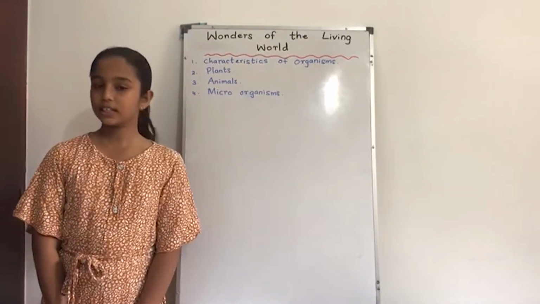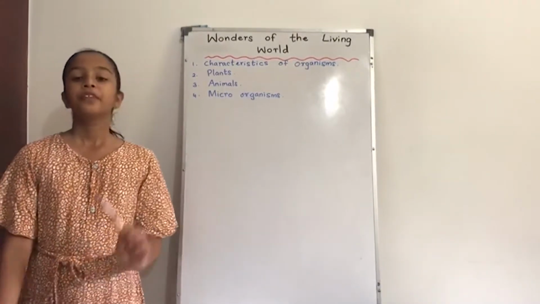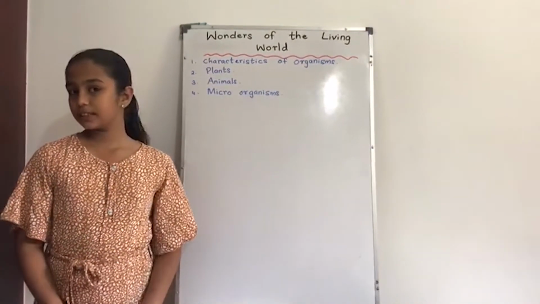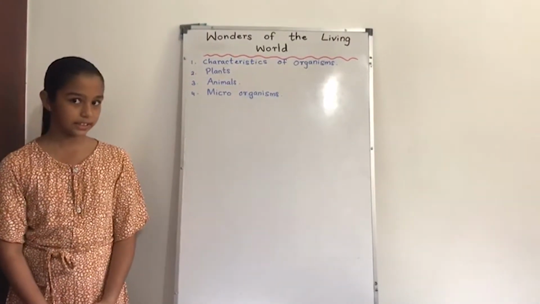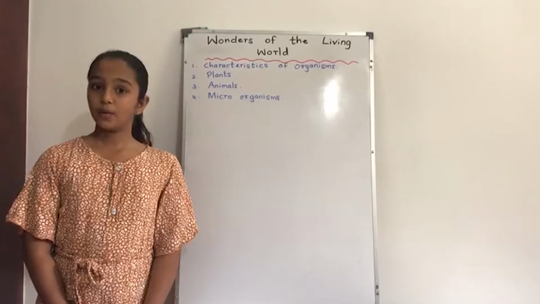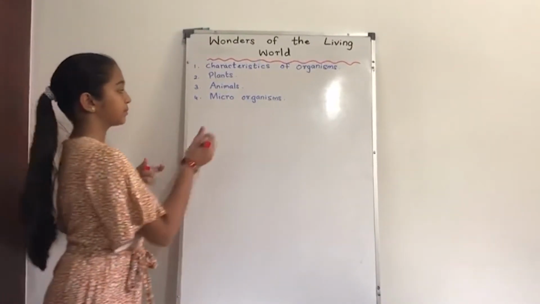Non-living things. What are non-living things? Furniture, instruments, vehicles, soil and water are examples of non-living things. Okay, now let's go to see the characteristics of organisms.